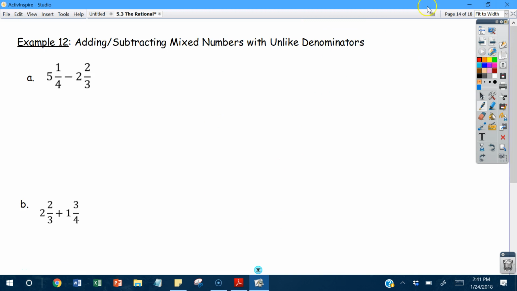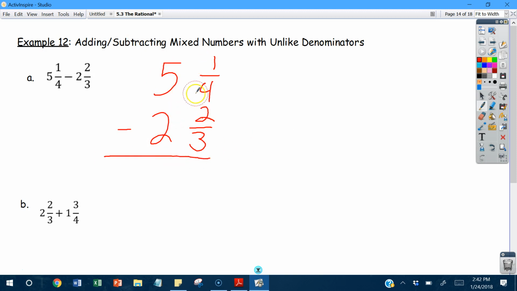We can also add and subtract mixed numbers with unlike denominators in a similar fashion. For these, I prefer to set this up as a typical subtraction problem where we line up the parts of the number that they have in common. So for example, I want to line up this 5 1/4 minus the 2 2/3 so that I can see my whole number parts over each other and my fractional parts over each other, and that way I don't get the two confused. And hopefully that helps me do things well.